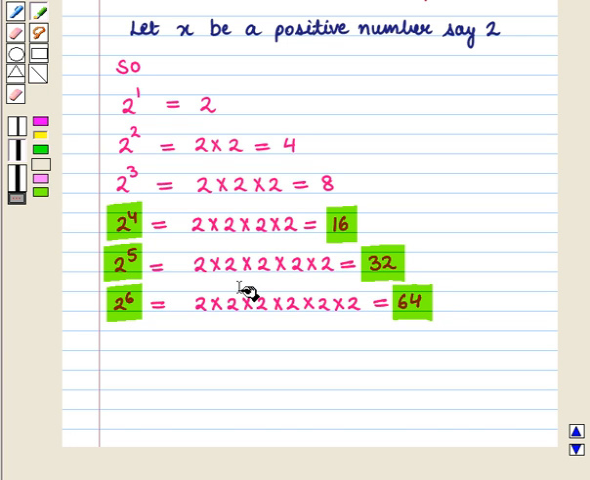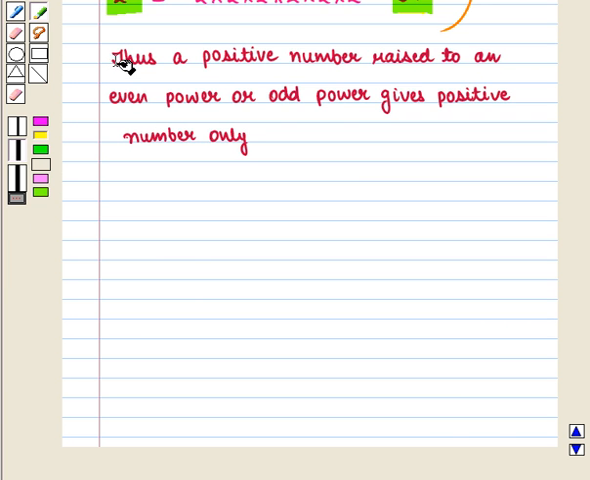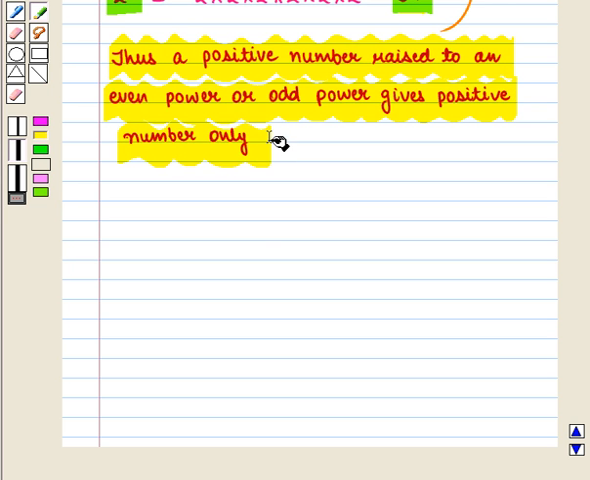So we observe that when we raise a positive number to an even power or an odd power, we obtain positive numbers only. See here, the obtained numbers 2, 4, 8, 16, 32, 64 are all positive. Thus, a positive number raised to an even power or odd power gives positive number only.